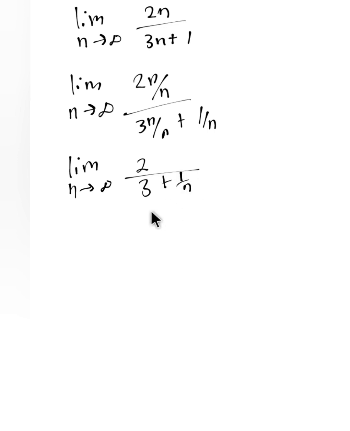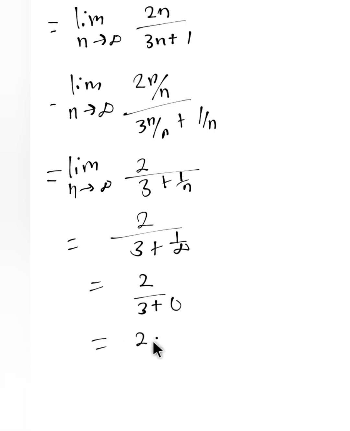plus 1 over n. It becomes 2 over 3 plus 1 over infinity. Then this becomes 2 over 3 plus 0. 1 over infinity gives us 0. And this gives us 2 over 3. So the limit is 2 over 3. And 2 over 3 is equal to 0.6667, and this number is less than 1.